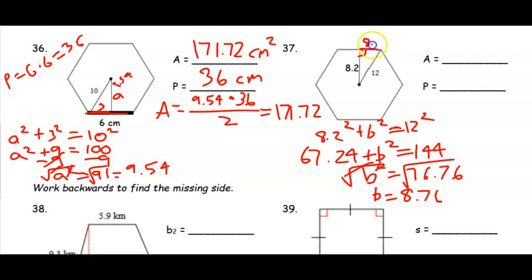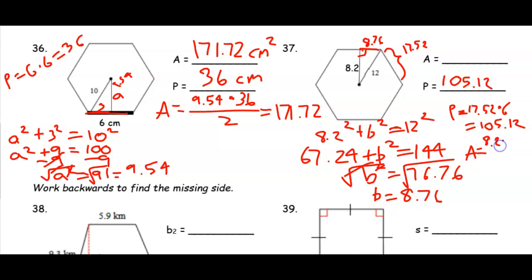Now this little piece is 8.76. But to get the whole side length, I'm going to do 8.76 times 2. So each side is 17.52. All right, so for perimeter, it's going to be 17.52 times the number of sides, which is 6. That's going to give me 105.12. And then for my area, it's going to be the apothem, 8.2, times the perimeter, 105.12.